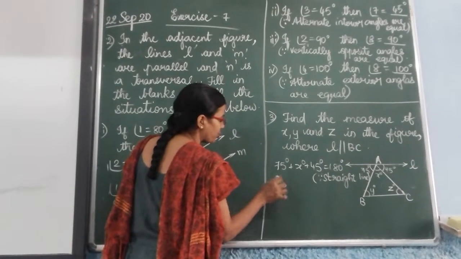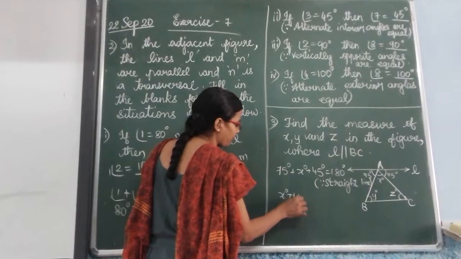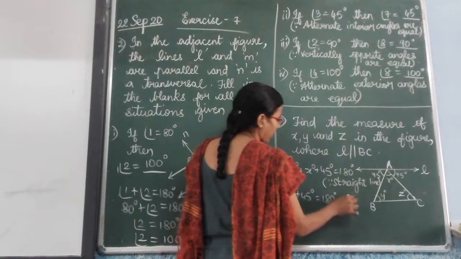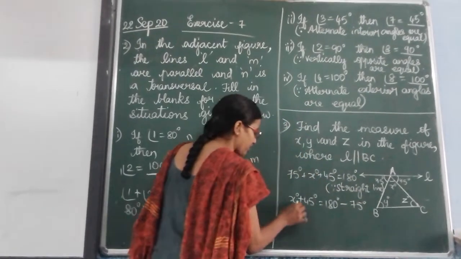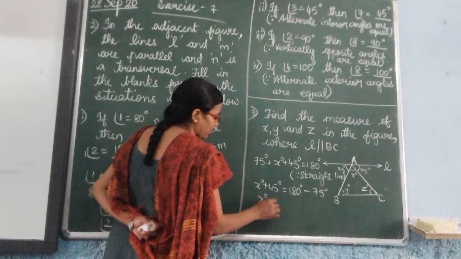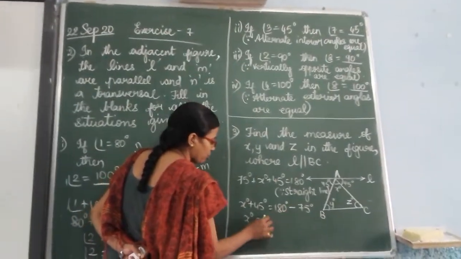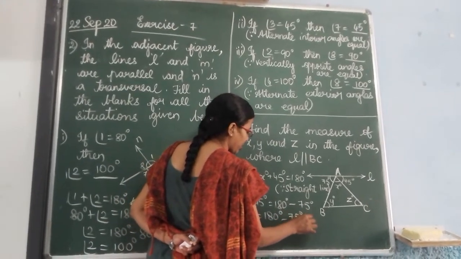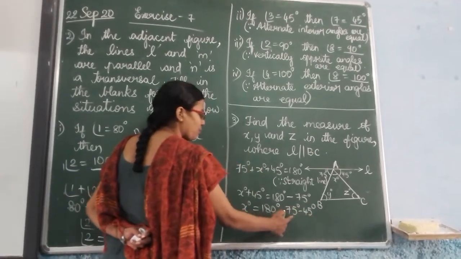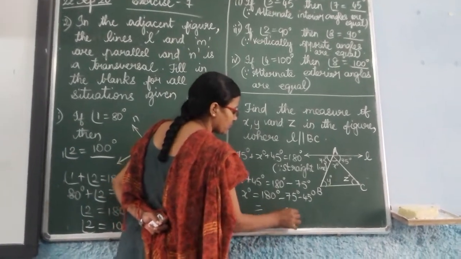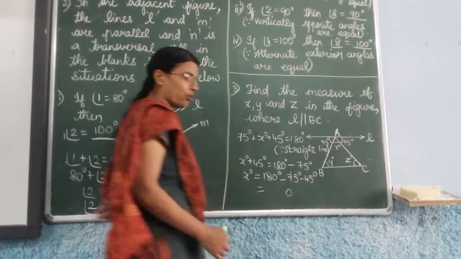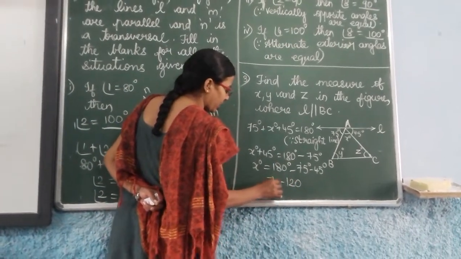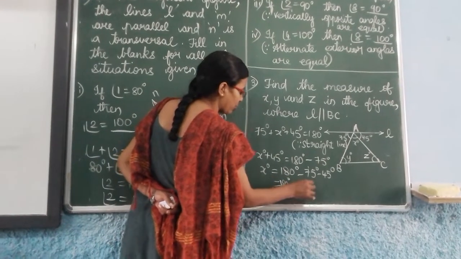Straight line, you know that the angle formed is 180 degrees. So here what I am going to do is x degrees plus 45 degrees is equal to 180 degrees minus 75. I am taking that side. So x degrees is equal to 180 minus 75 degrees minus 45 degrees. So 5 and 5 is 10, 0 and 1 carry. 7 plus 4 is 11, 11 plus 1 is 12. So 120.